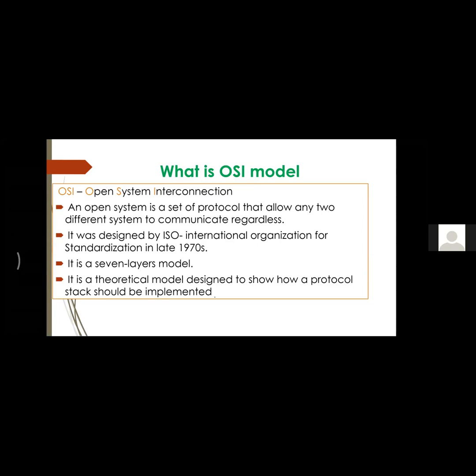Sir, what is the OSI model? OSI means Open System Interconnection. An open system is a set of protocols that allows any two different systems to communicate regardless of their underlying architecture. It was designed by ISO, the International Organization for Standardization, in the late 1970s. It's a seven-layer theoretical model designed to show how a protocol stack should be implemented.